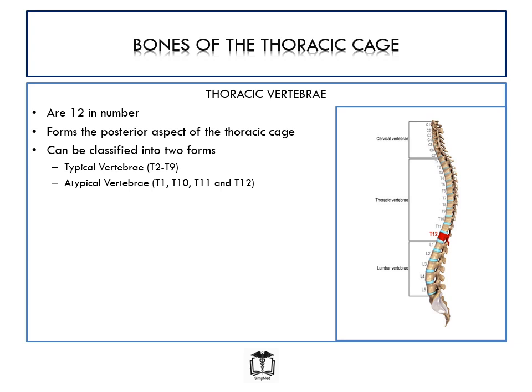So there are 12 vertebrae in total, and we can classify the thoracic vertebrae into two major classes based on their structural appearance. So we have the typical thoracic vertebrae and the atypical thoracic vertebrae. Usually, typical thoracic vertebrae are from the second to the ninth thoracic vertebrae, T2 to T9, whereas the atypical thoracic vertebrae include the first thoracic vertebra, the 10th thoracic vertebra, and then the 11th to 12th thoracic vertebrae.